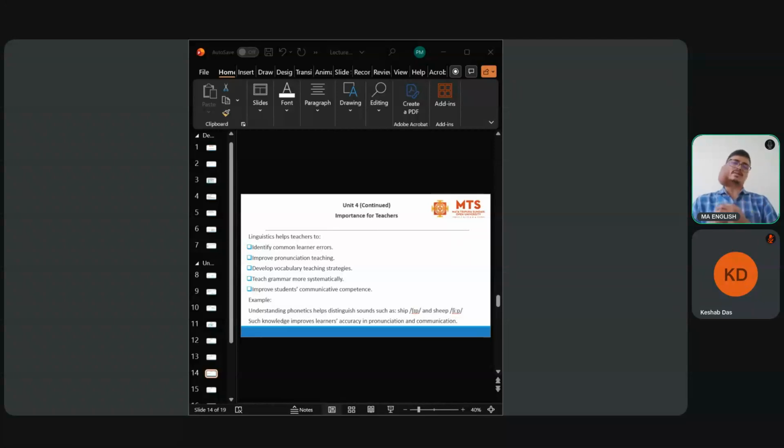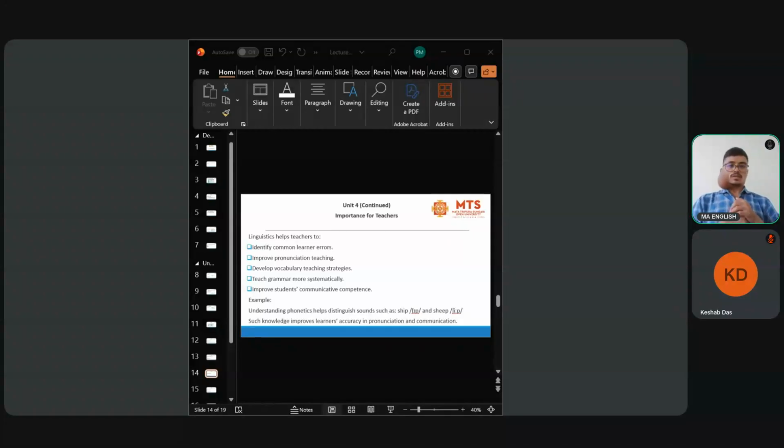The fifth benefit is improving students' communicative competence. This is the overall goal of modern language teaching, not just grammatical accuracy, but the ability to communicate appropriately and effectively in a variety of social contexts.